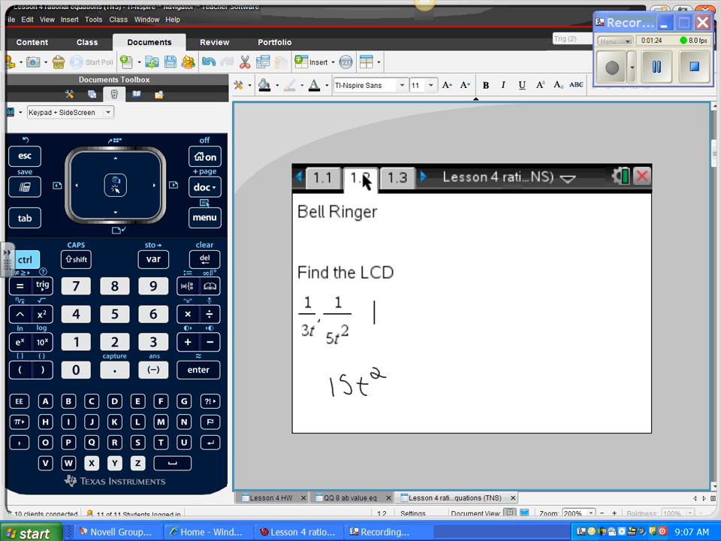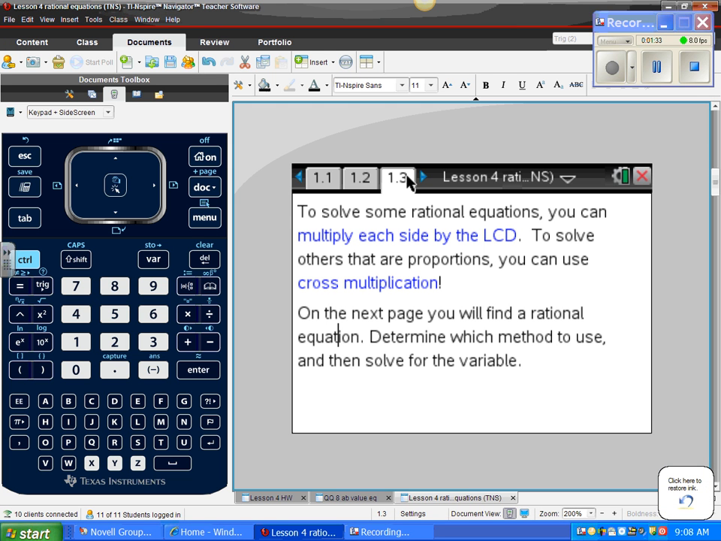All right, so the stuff that we have been learning isn't just going to go away. We're going to have to still use all that information, okay? So next page. Okay, so to solve some rational equations, you can multiply each side by the LCD, which we're generally not going to do. We're going to stick more with the other option. To solve others that are proportions, we use cross multiplication. Everybody knows how to cross multiply, right? You guys did it like 1,000,000 times last year, right? Okay, so we're going to be using that quite a bit. All right, so next page.